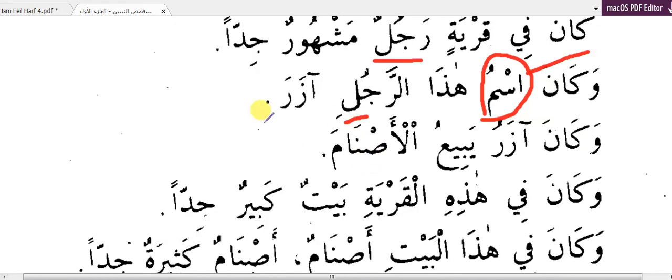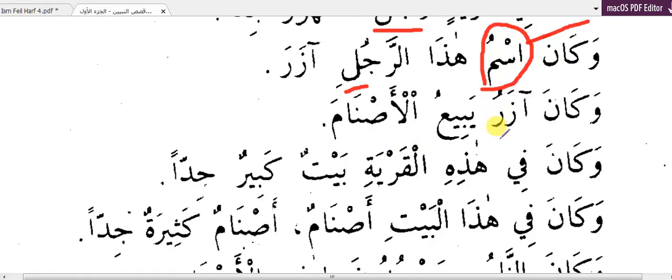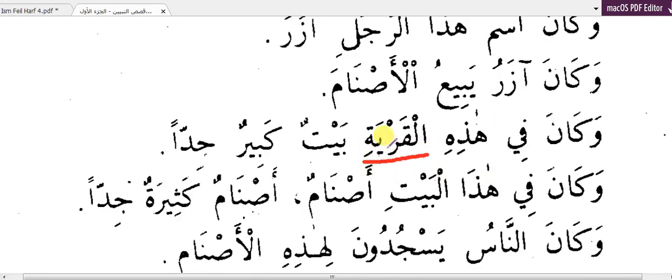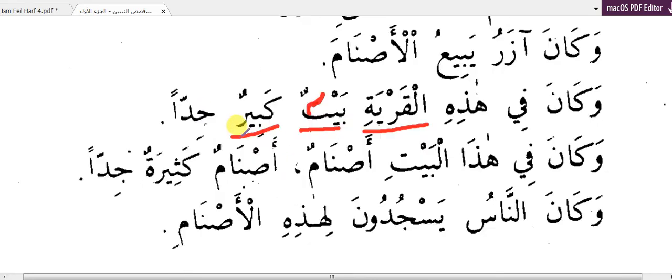Ar-rajulu, I already told you. Al-qaryati, this is muannas. Why? Because it has ta marbuta. Baitun is muzakkar. Why? This is not ta marbuta, it's the other ta. So this is muzakkar. Kabirun is also muzakkar. Why? Because it doesn't have any sign of muannas on it.